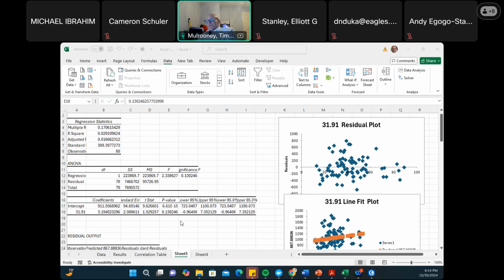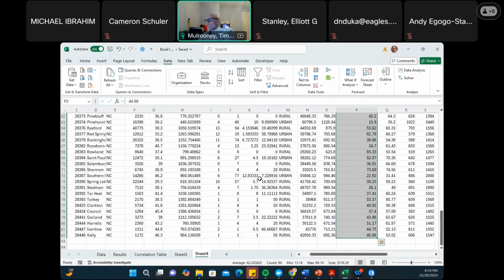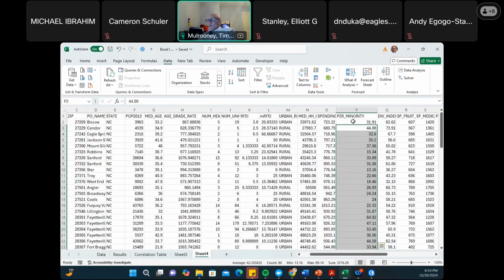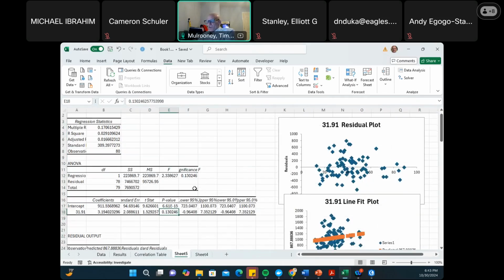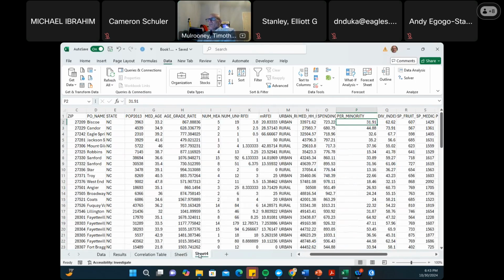Okay, so what we have here, this p-value tells us it's not significant. Not significant. Do I have a sheet 4? What's this? Oh, this is our original data here. Okay, so we can see there is a relationship. It's a relatively strong relationship, but it's not strong enough for us to say it's significant. Okay, all right, let's look at another one.